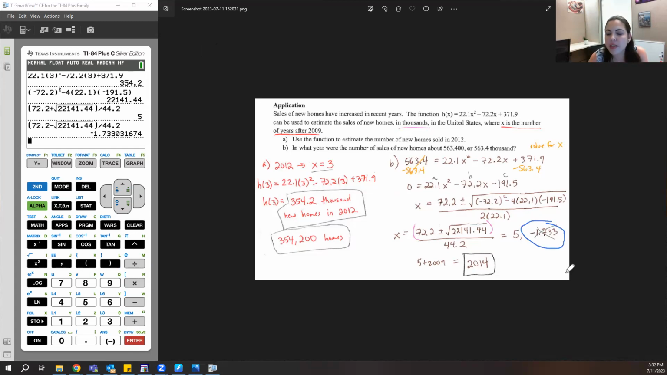Now, typically, we would have two solutions when we're solving a quadratic equation, but in this application, we're looking for a year. We're not going to be going back in time. We're not doing negative calculations. And so that means in this context, our only valid solution is the positive solution. And so since X is the number of years after 2009, that means that the home sales reached this number in 2014. But again, this was to show how to do all that in the calculator.